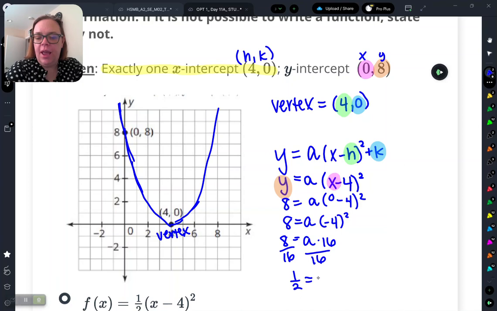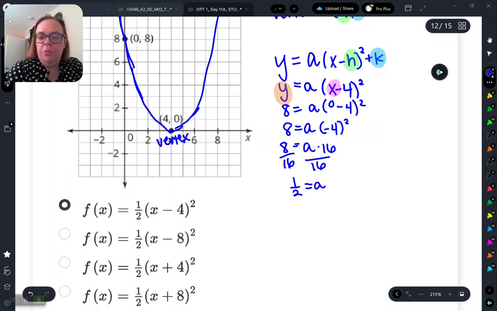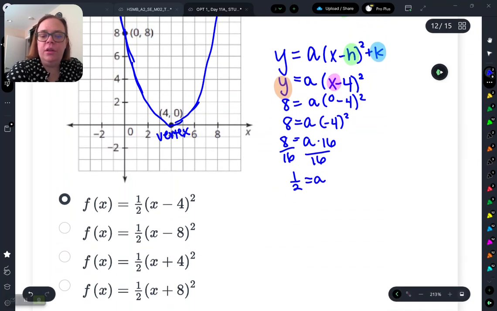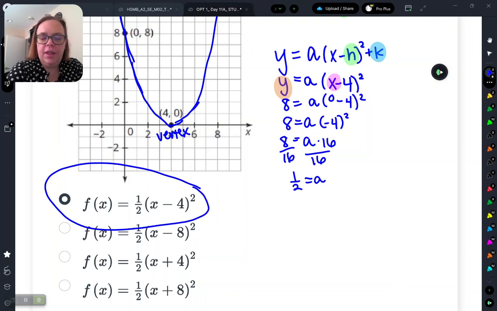Putting all that information together, there's the a, there's the h, the k is plus 0, but we don't write that.